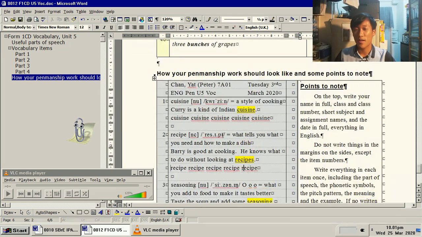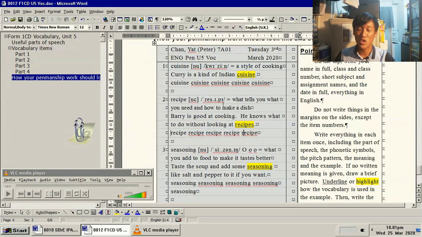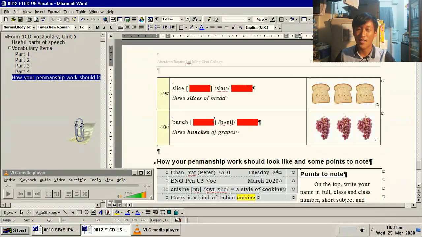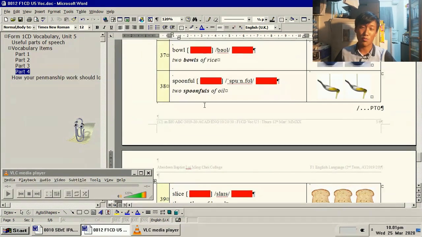You can do the penmanship. You know how to do your penmanship. Please finish items 1 to 10 first, and then I'll make other videos on other vocabulary items.